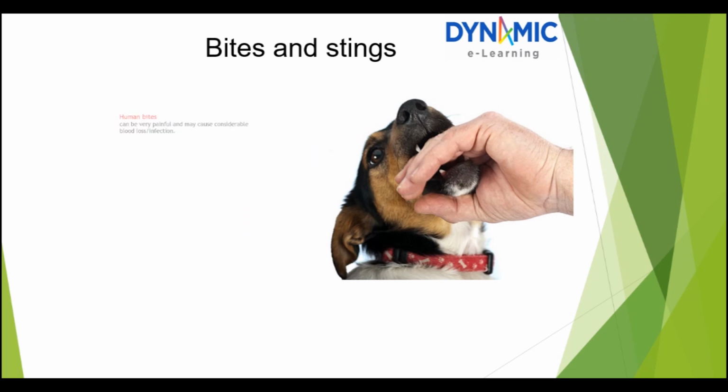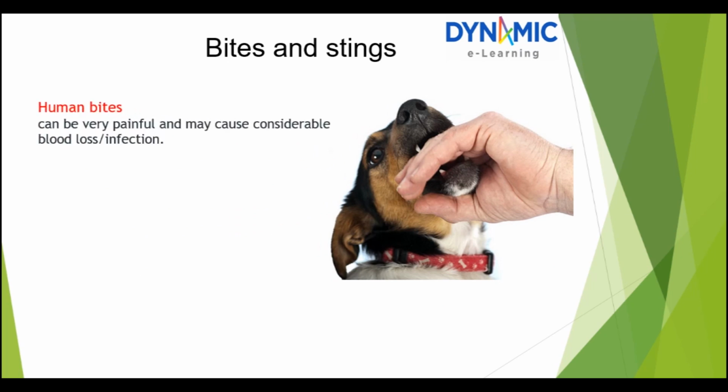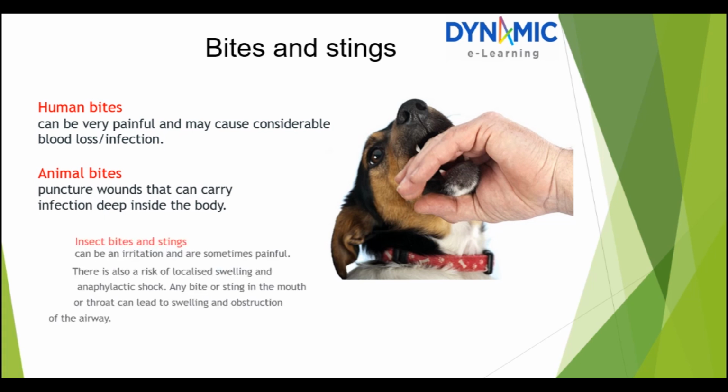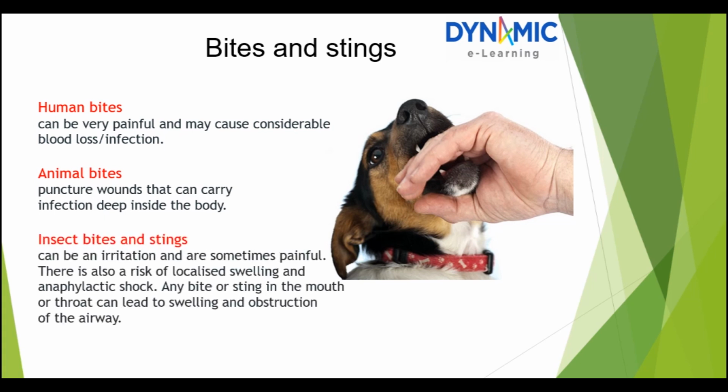Bites and stings. Human bites can be very painful and may cause considerable blood loss or infection. Animal bites, puncture wounds can carry infection deep inside the body. Insect bites and stings can be an irritation and are sometimes painful. There's also a risk of localized swelling and anaphylactic shock. Any bite or sting in the mouth or throat can lead to swelling and obstruction of the airway.